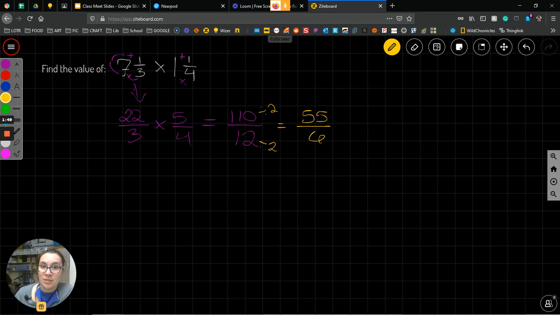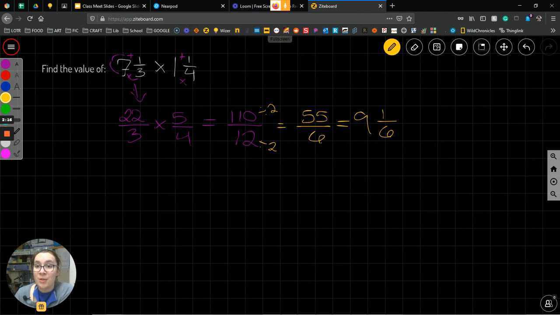And these two do not have any common factors, so now I need to simplify into a mixed number again. How many times does 6 go into 55? Well, it's 9 times. And 9 times 6 is 54, so there's 1 left over. 9 and 1/6. So 7 and 1/3 times 1 and 1/4 is 9 and 1/6. It's sort of like 7 times 1 plus a little bit, if I'm checking through estimation.